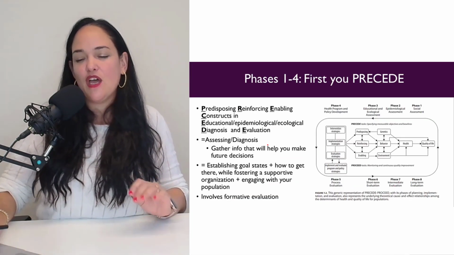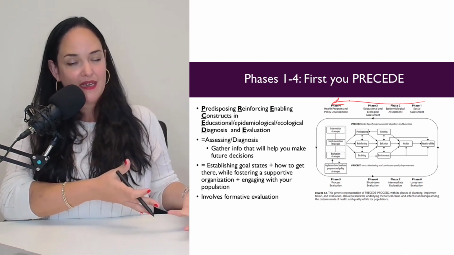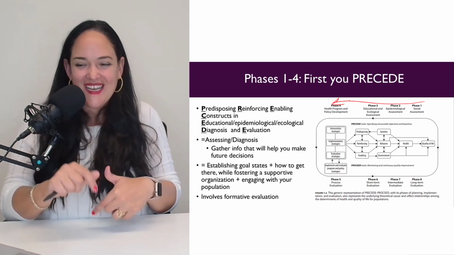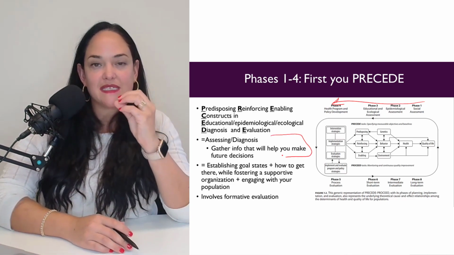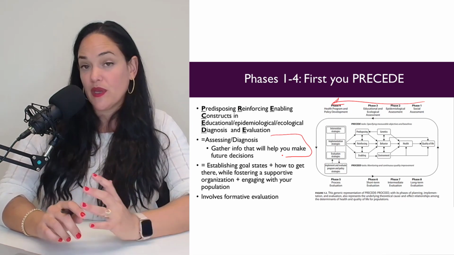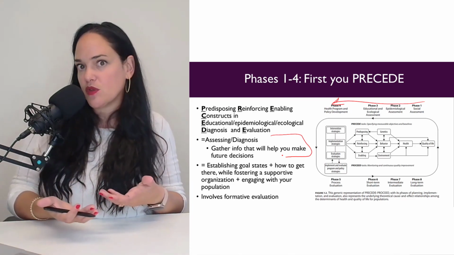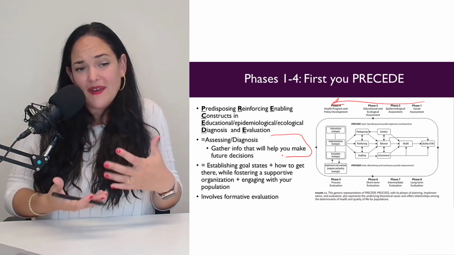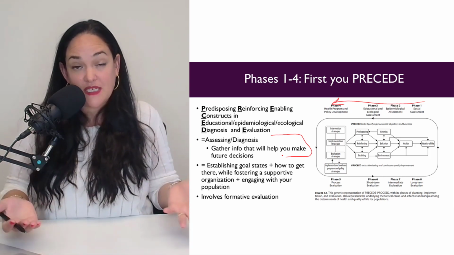Okay, so like I mentioned, with this model, first you precede. Before you do anything, there's the preceding part of the model. And PRECEDE stands for predisposing, reinforcing, enabling constructs in educational, epidemiological, ecological diagnosis and evaluation. Quite the mouthful. But basically what we're doing here is we're assessing and diagnosing. We're getting to know our population. We're engaging with them, asking them questions, doing epidemiological research on them, and collecting the research that's already been done on this population or similar populations. We're figuring out why they are acting the way they're acting, and what they value that might help us make changes in things that they value and that ideally will promote their health.